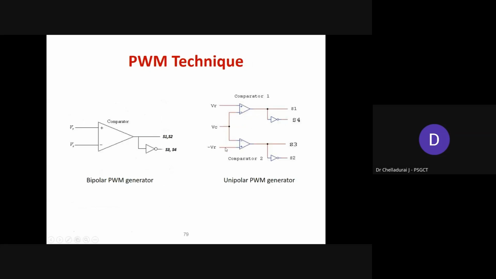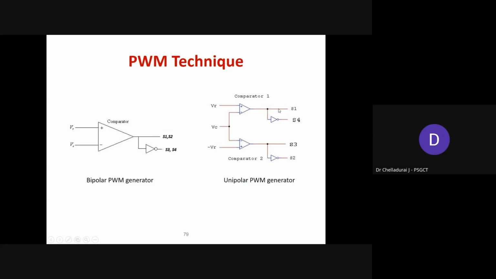Here we can easily understand the unipolar PWM pulse generation. VR is nothing but the reference voltage. PC is the carrier voltage, that is a sawtooth wave. But we have to use 2 comparators in unipolar PWM. One is positive VR, and the other is minus VR. Minus VR means a waveform 180 degrees out of phase with respect to positive VR is used to compare with the same triangular waveshape. Then we will get 2 different pulse outputs.